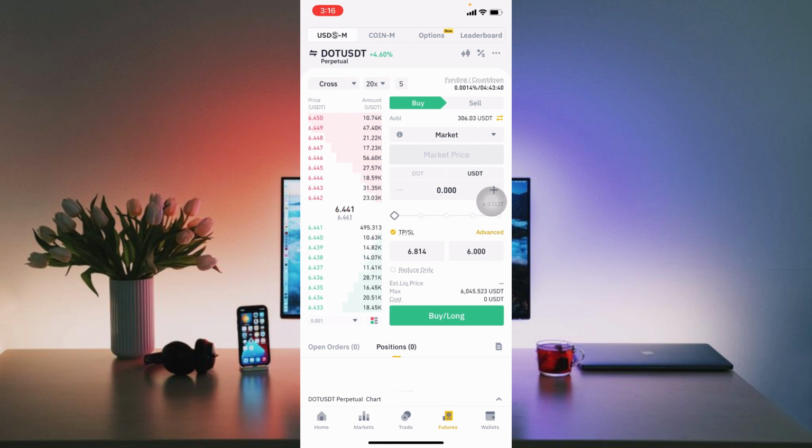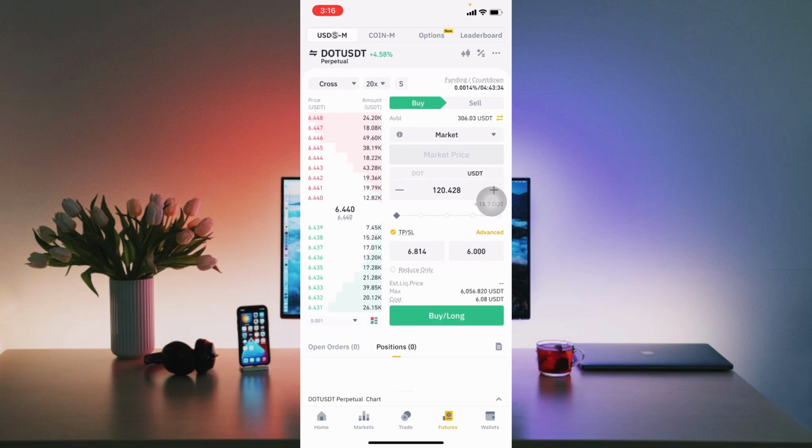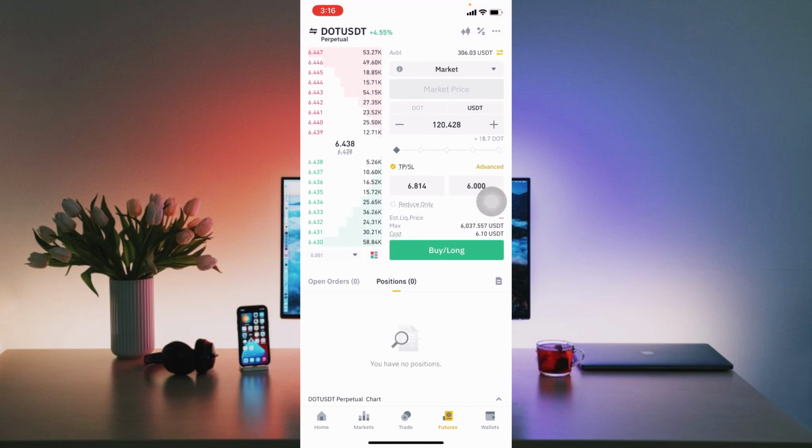So what I can do now is, once I'm dragging this thing, you can see my cost changing. If I have $306 and I'm going to trade USDT, and I use a cost of $6, they are going to remove the $6 from the $300 that I'm having, and I'll be remaining with $300.